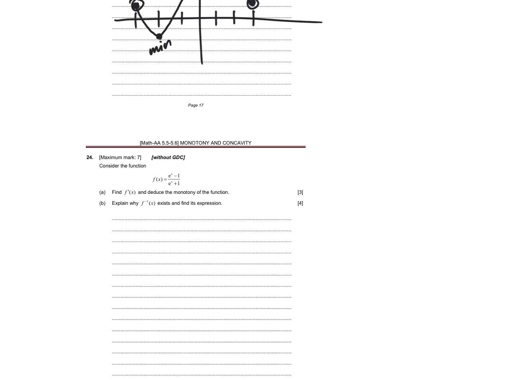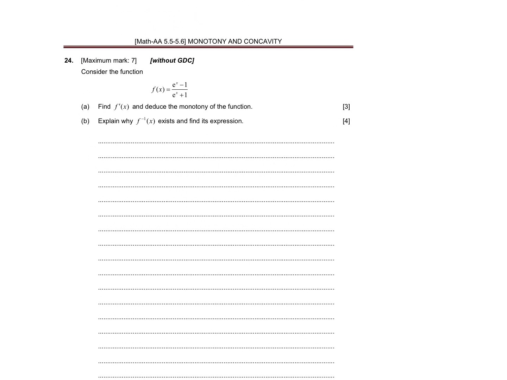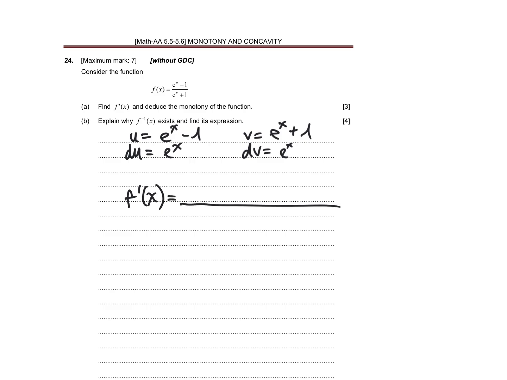Yeah, cool. Okay, consider this function. Find the derivative and deduce the monotony. Okay, so we've got u, v, and du, and dv. So we've got f prime. Okay, so v squared, and then v times du minus u times dv.